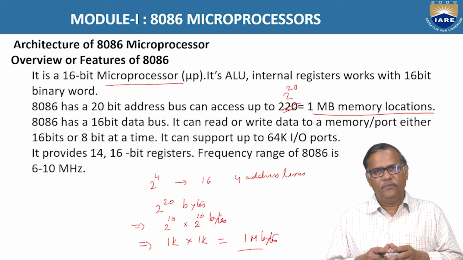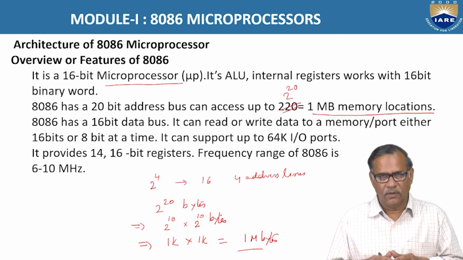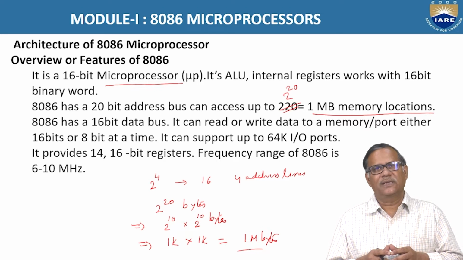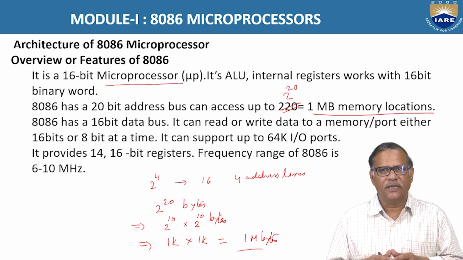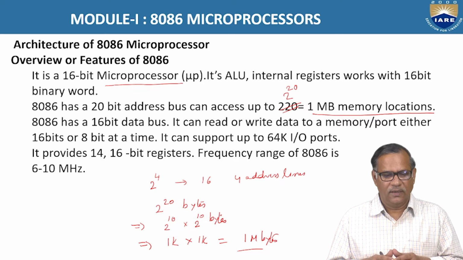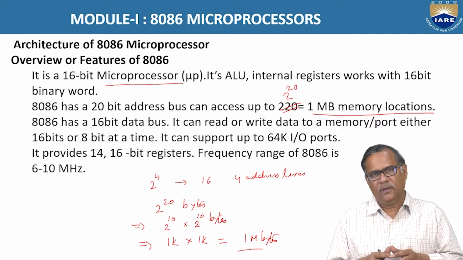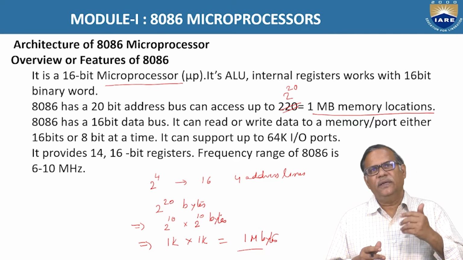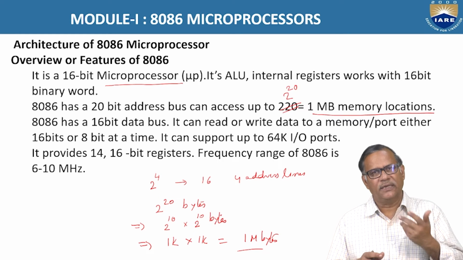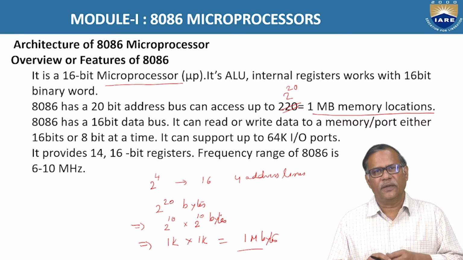It has many general purpose registers. It has 14 general purpose registers. These registers are 16-bit registers, and the frequency range of 8086 is 6 to 10 megahertz. So this clock has to be given by an external clock generator to the 8086 microprocessor.